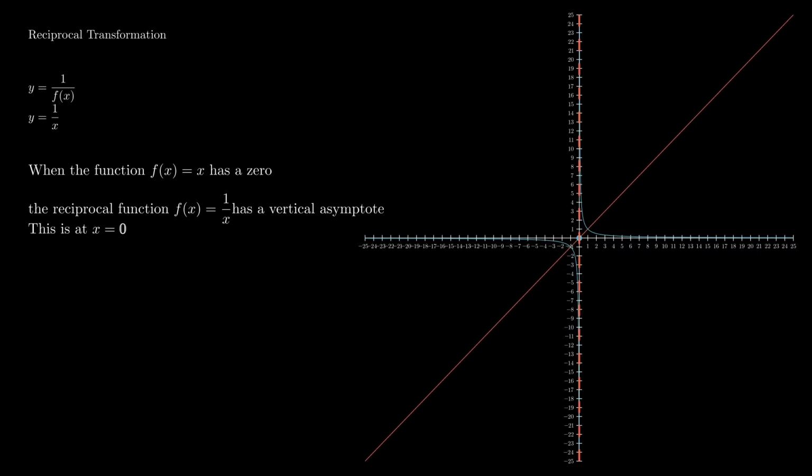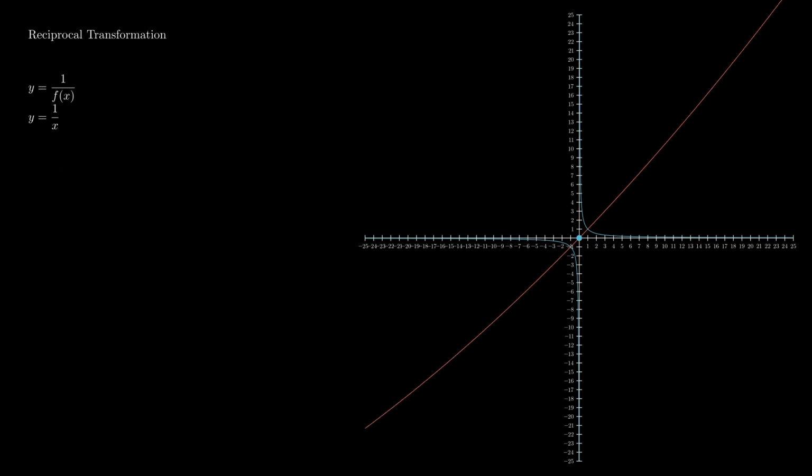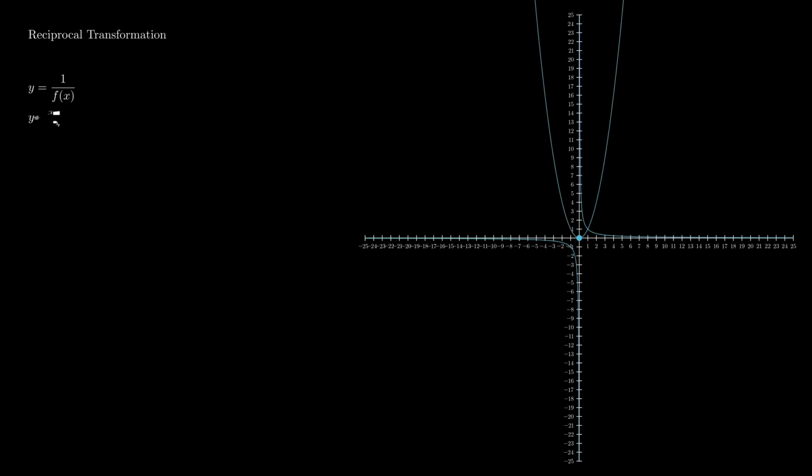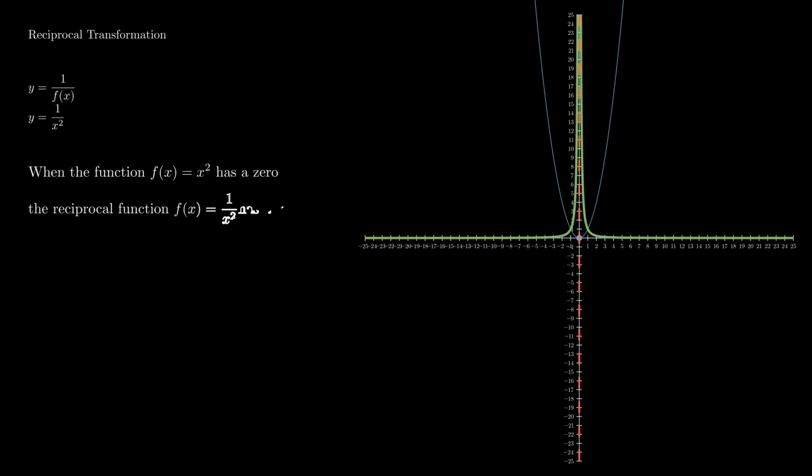This is at x equals 0. Now let's look at the reciprocal of the quadratic function, when y equals 1 over f of x, or y equals 1 over x squared. So when the function f of x equals x squared has a 0, the reciprocal function has a vertical asymptote. And this happens at x equals 0. Now we notice that the reciprocal of the quadratic function is represented by the green lines on the graph.